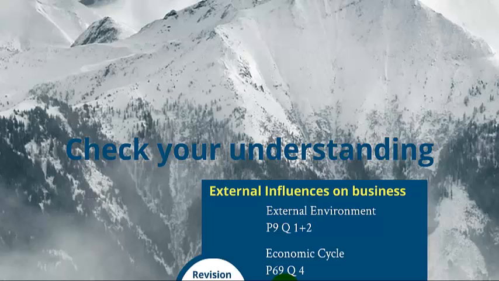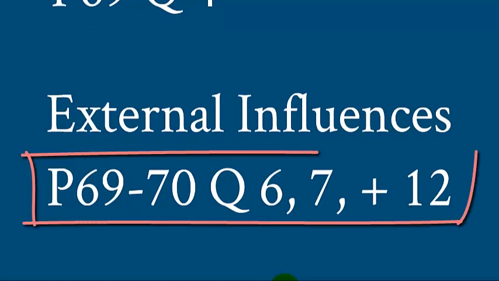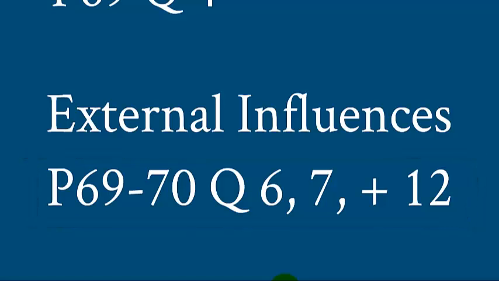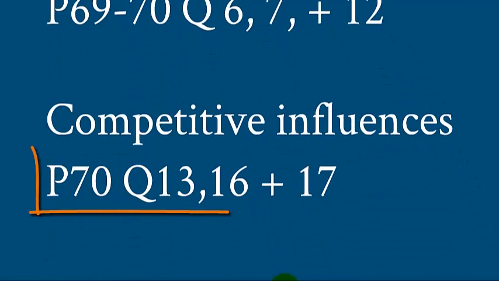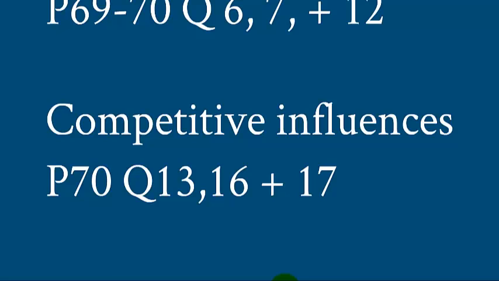Now what I'd like you to do is to check your understanding. First of all, the external environments. This is on page 9, questions 1 and 2. And external influences, pages 69 to 70, questions 6, 7 and 12. Also, under competitive influences, there's an important section on page 70, questions 13, 16 and 17. So please pause. You may need to replay so you can consolidate your understanding by doing those questions.